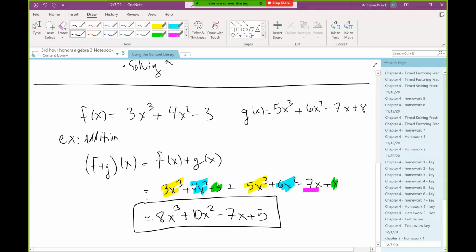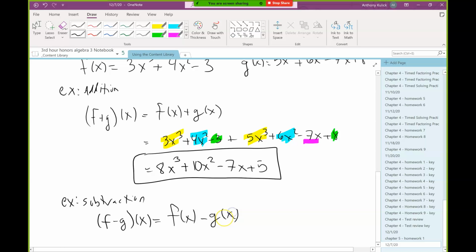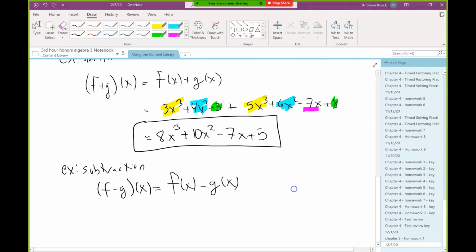Pretty easy. We did this a little bit at the beginning of chapter 4 also. Any questions on this one? Okay. Subtraction works very much the same way. Again, we can just subtract the two individual polynomials.